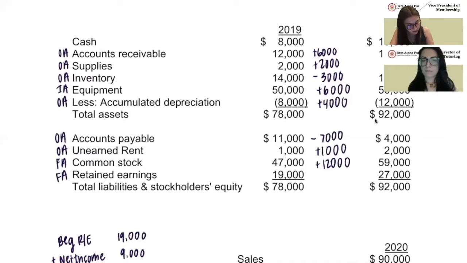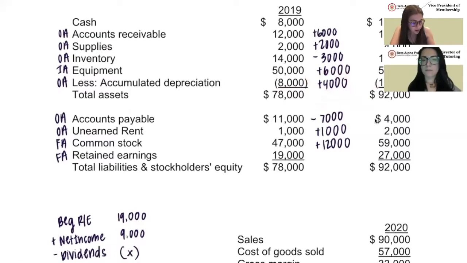Now, accumulated depreciation, while this has to do with our equipment, depreciation expense falls under our operating expenses, like we learned in handout 5. And so that's going to be an operating activity. It was $8,000 at the beginning of the year of total accumulated depreciation, and at the end of the year, it was 12,000. So it increased by 4,000. Even though these are negative numbers, it still increased by 4,000, the expense.